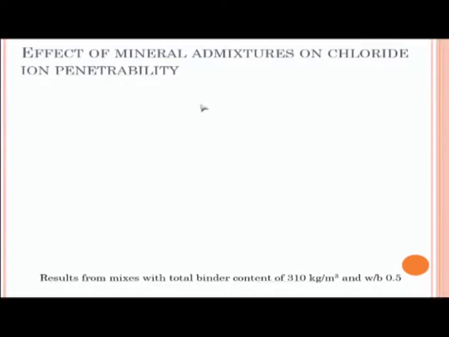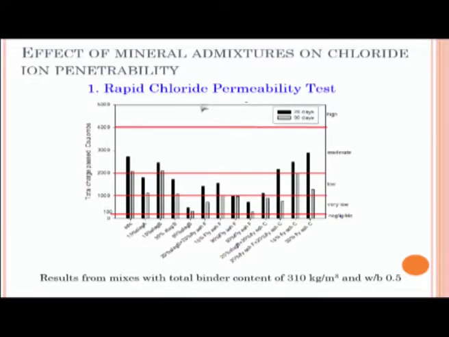Now this is chloride ion penetrability measured by RCPT. As I told you, 2 to 4000 is moderate, 1000 to 2000 is low, 100 to 1000 is very low. So you see here that when you use greater contents of slag and fly ash, you are coming to the low and very low chloride penetration. That means very high resistance to chloride penetration when you have fly ash and slag.